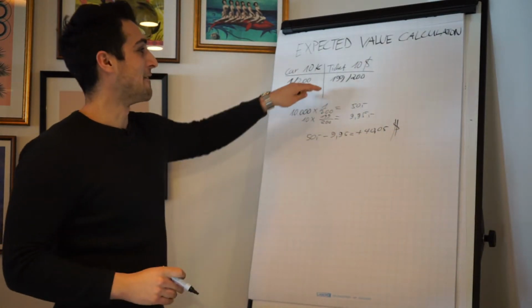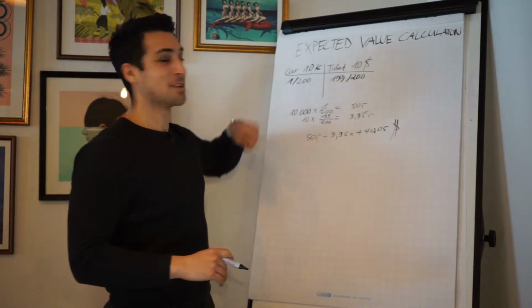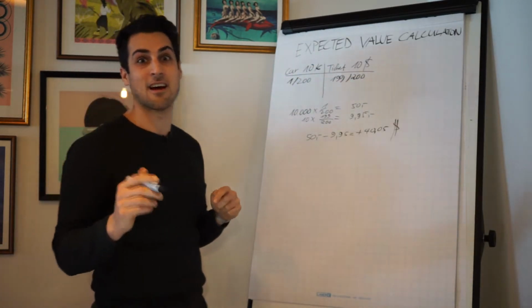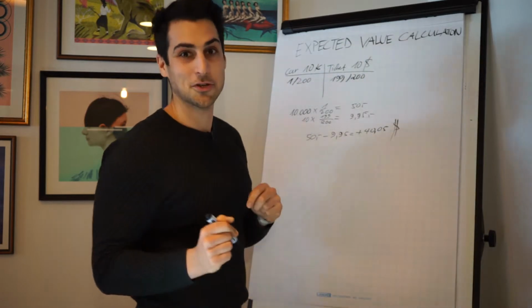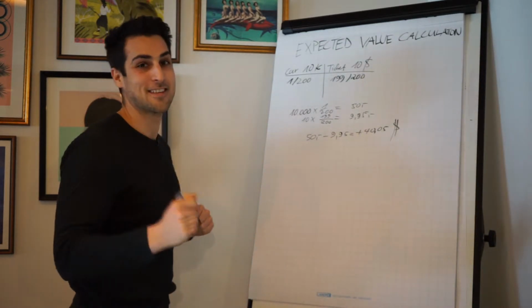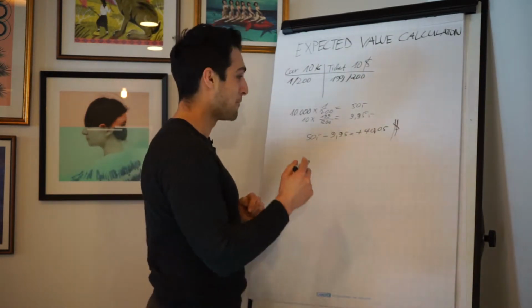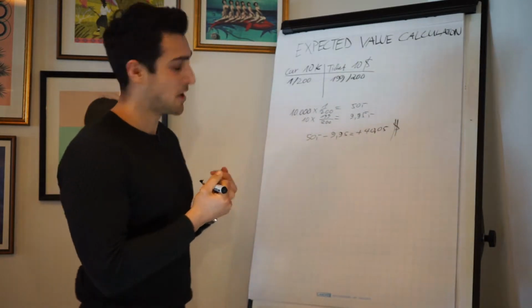If you have a lottery with 200 tickets and one ticket is a win of a car worth $10,000, you should buy a ticket if you have $10 spare money. Okay, so far so good.